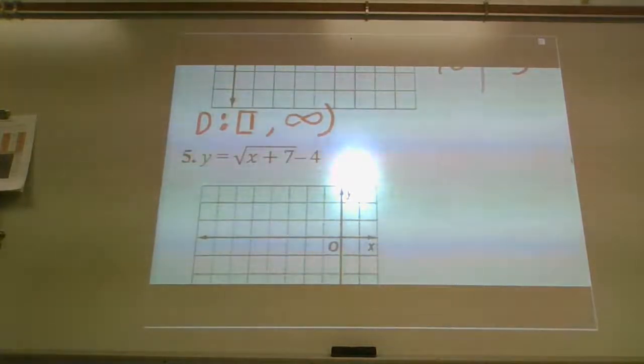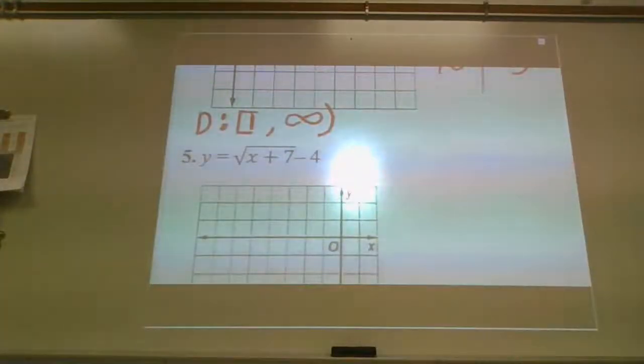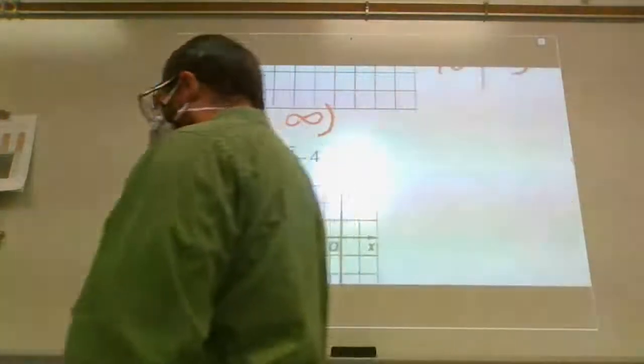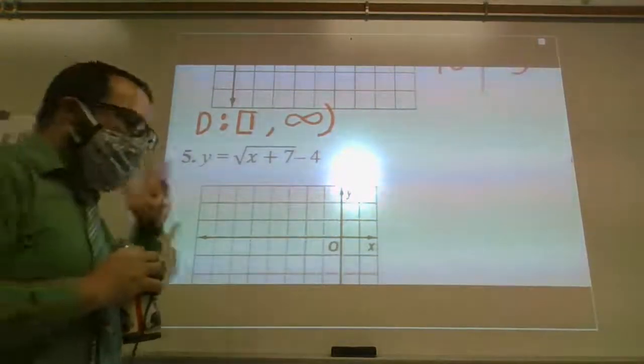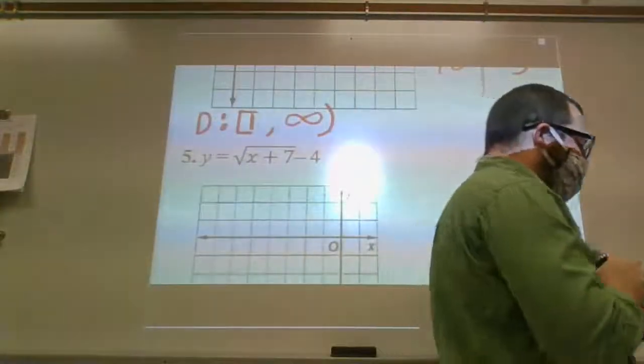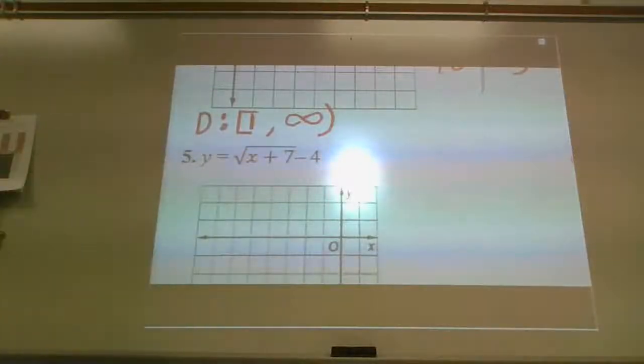Typically, when you're talking about domain, people go, negative infinity to infinity, some junk like that. But we need to put a bracket around that 1 because it actually reaches the 1. It actually touches the 1. 1 is the absolute minimum on the x-axis that this graph reaches. To the right, it goes forever. 1 to infinity with a bracket around that 1.